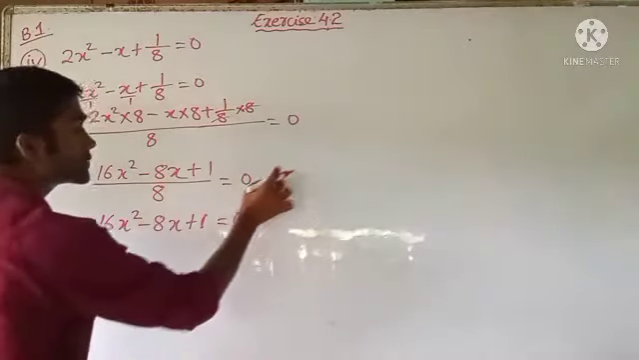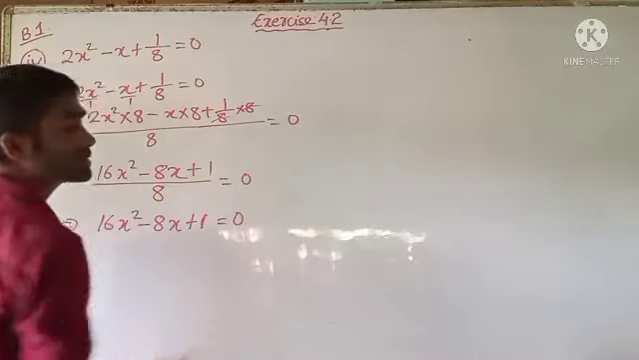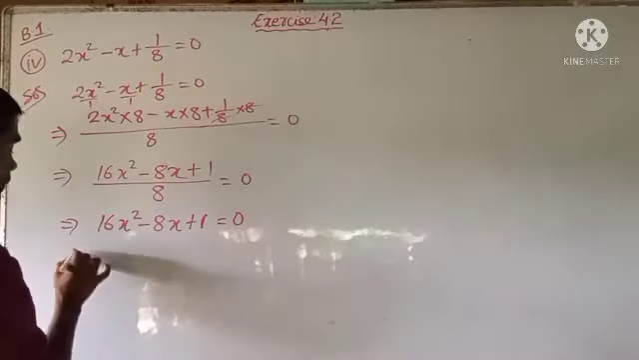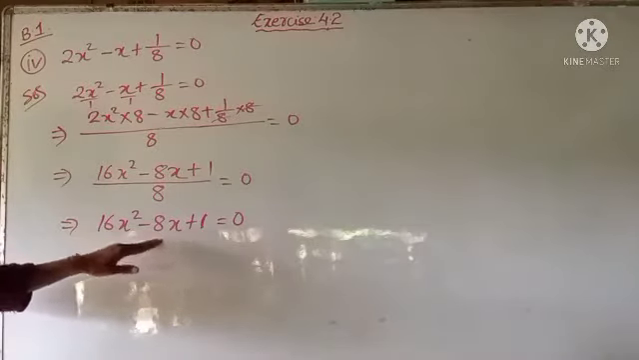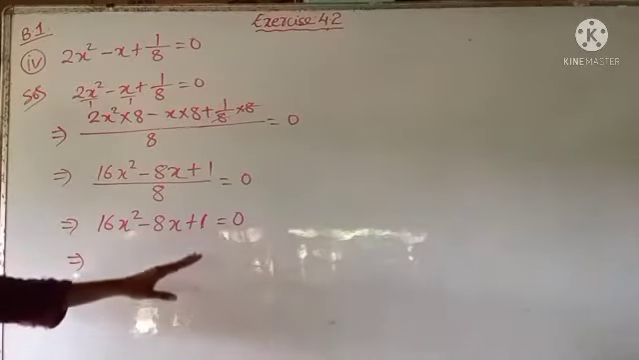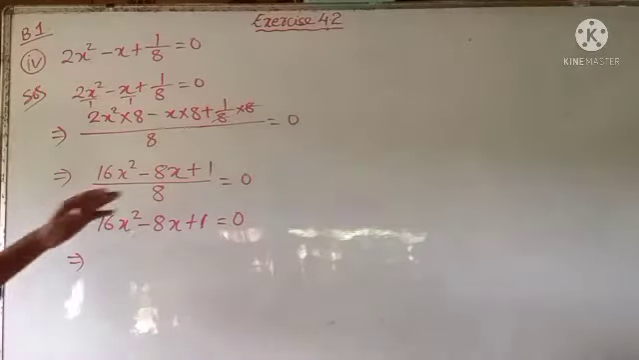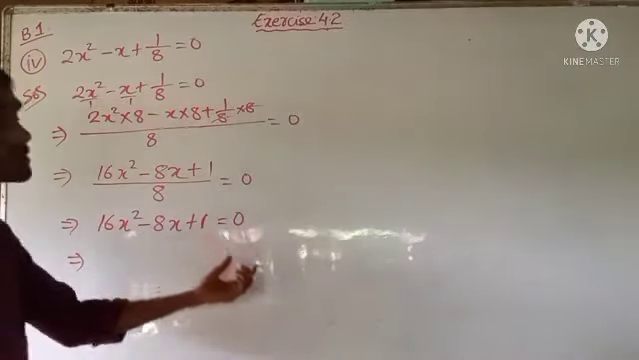That means 8 we have transferred to the other side. 0 into 8 will be 0. Now here we'll take 16x square minus 8x plus 1. We'll leave this 0, and later we will make it equal to this 0.